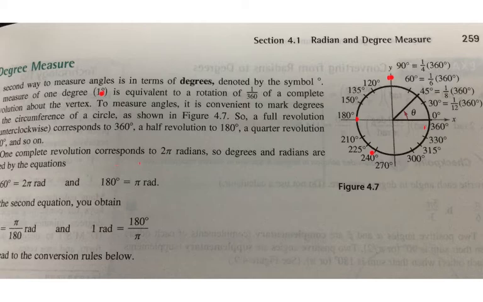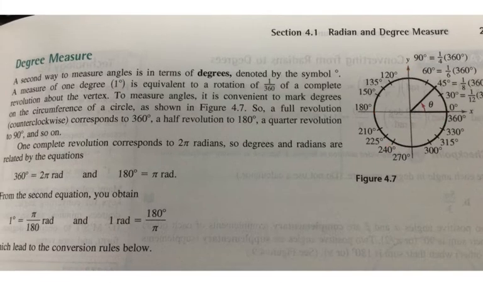1 complete revolution corresponds to 2 pi radians. So degrees and radians are related by the equations. 360 degrees is equal to 2 pi radians. And if I divide both sides by 2, that tells me 180 degrees is pi radians. So this is going to be our conversion. We're going to use this formula on all of our problems in the future, where it asks me to convert from degrees to radians and radians to degrees. You should have seen some of this in your geometry class, so it's not going to be brand new to you to convert. All right, but let's look here really quickly at some of their rotations.